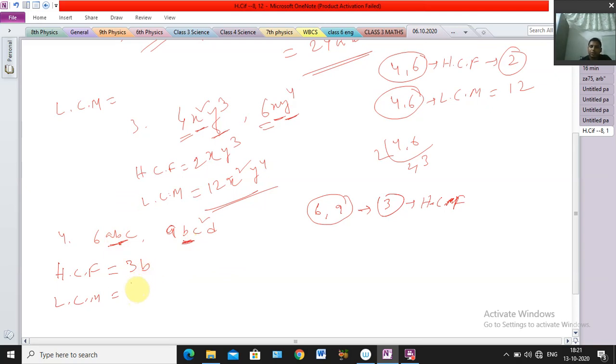Clear? Understood? Next, c. Here c is given, here c square is given. So which one will we take for the HCF? Only c will be taken. Clear? Okay. So all parts are complete here, but d is given here, and d is not there in the first part. So we cannot take it for HCF. So HCF will be 3bc only. That is the HCF.